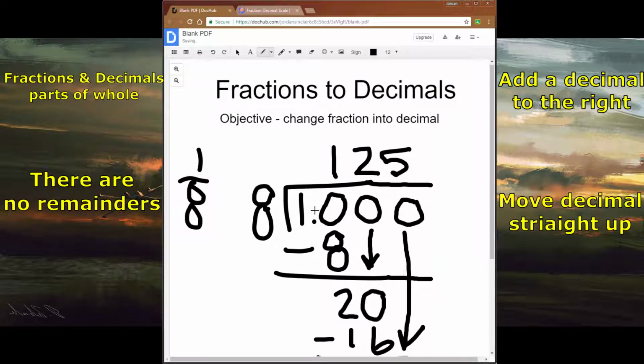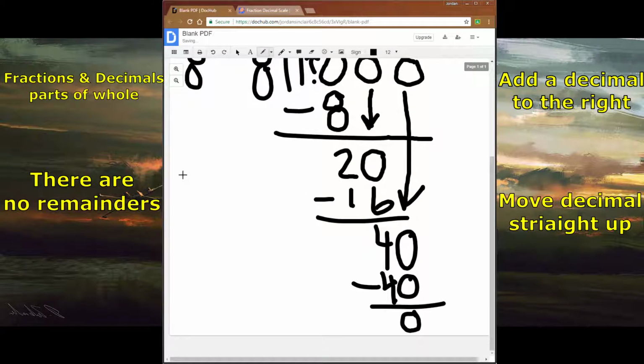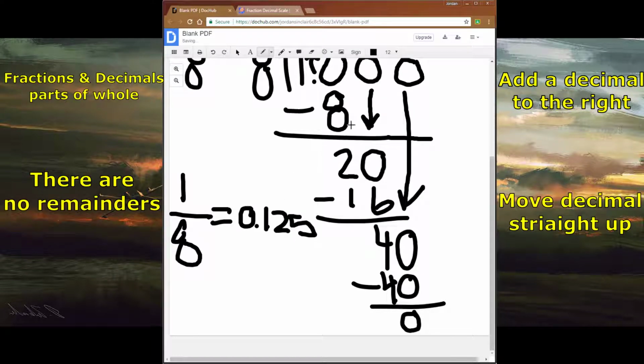So now let's make our decimal. We take our created point, move it up above the division symbol, right there. We add our 0. So now we have our new decimal, decimal point, 0.125. So to recap, 1/8 is equal to 0.125.